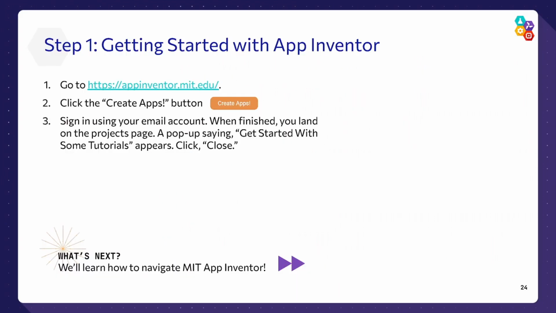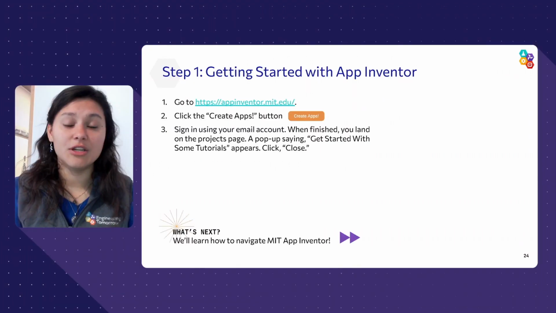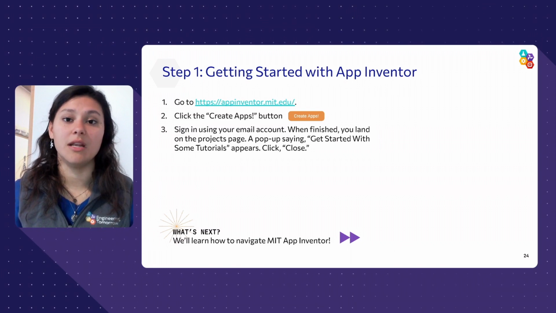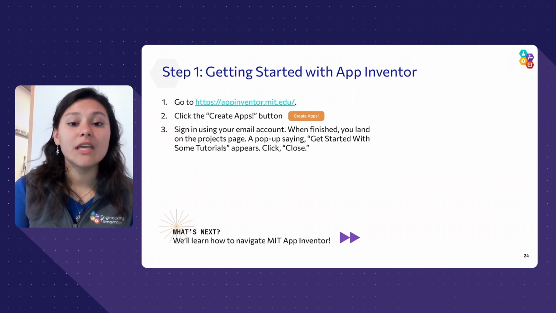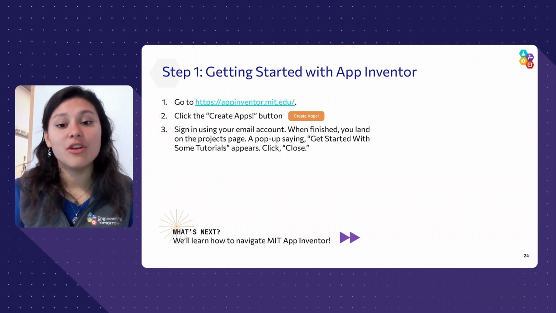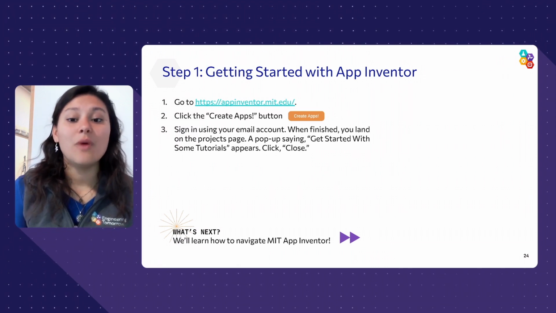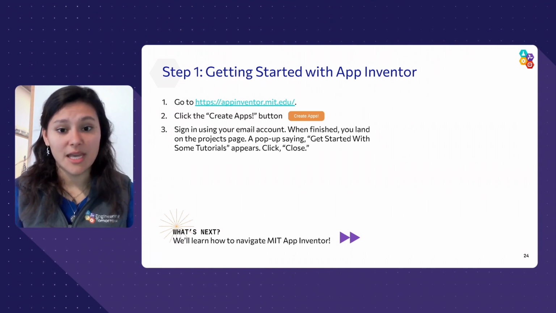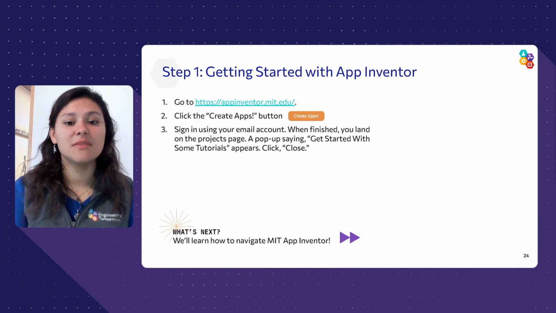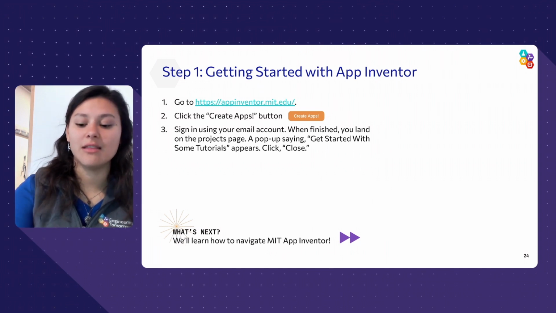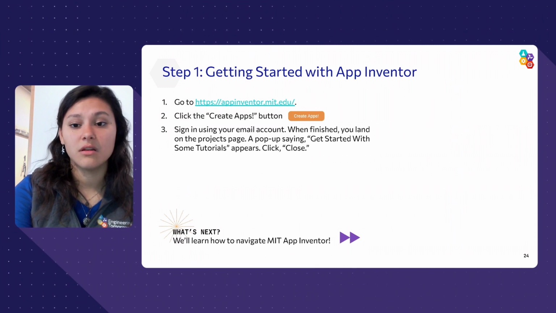So now getting started with the App Inventor, you guys are going to go to the website appinventor.mit.edu, and there's a convenient link in your student interactive workbook with all of these instructions repeated in your workbooks. You're going to click the Create App button, and then you're going to sign in using your email account. This will create a free account. When you're finished, you'll land on the projects page. A pop-up saying get started with some tutorials appears. You're going to have to click close on that so we can learn how to navigate the App Inventor ourselves.